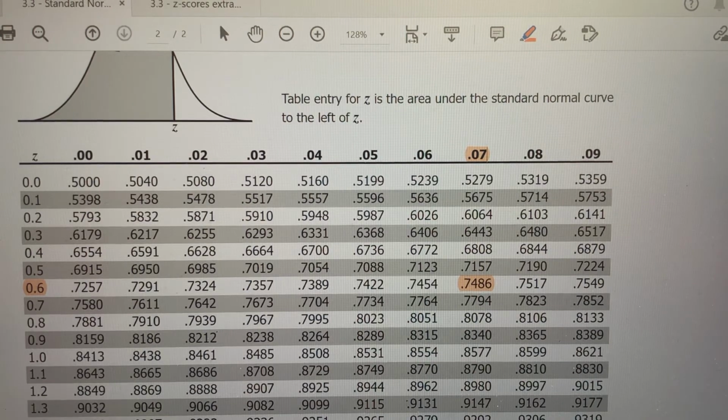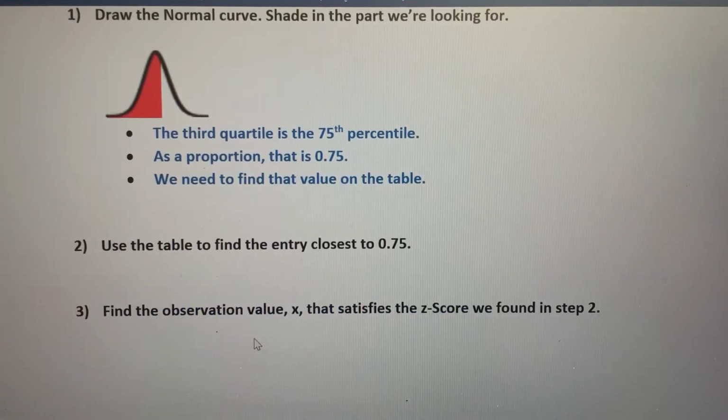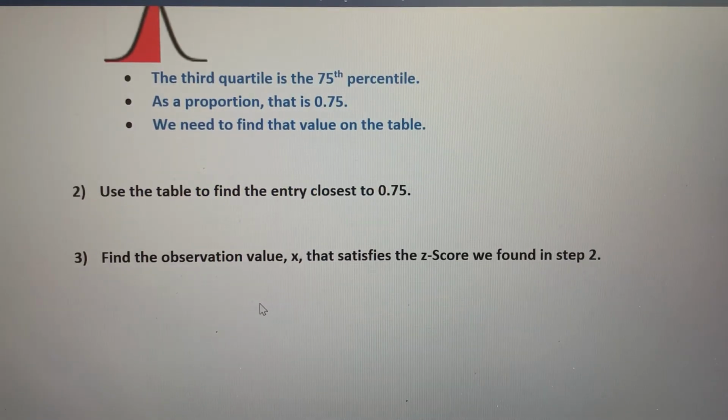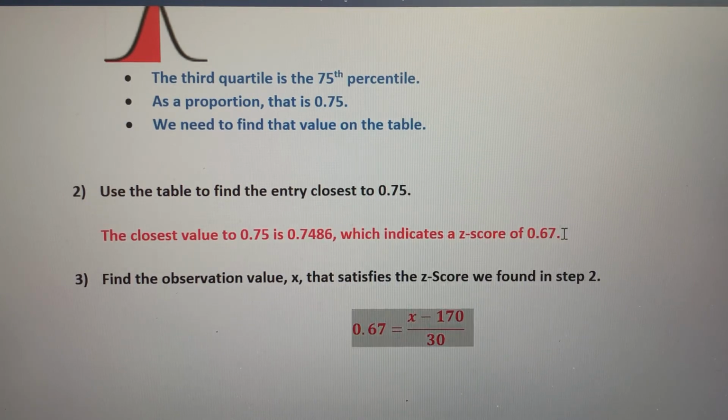Okay, so let's go back to our document here. So we're going to use 0.67 as our z-score. All right, so our z-score is going to be 0.67. So let's plug that into our equation.